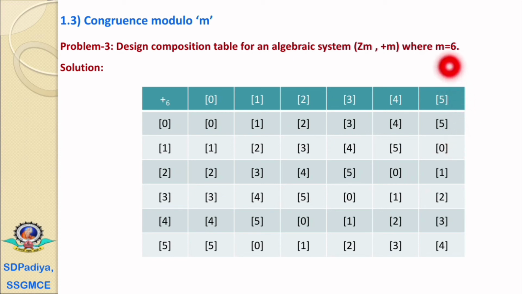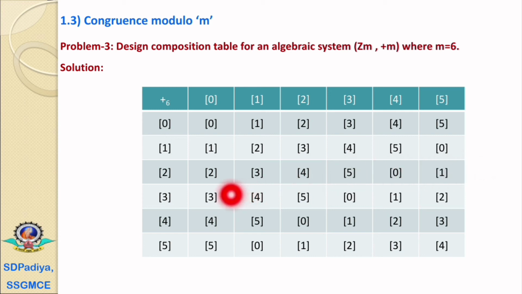When m is equal to 6, then in your composition table your values will be less than 6. Same for the next row, that is 2 plus 0 is 2, 2 plus 1 is 3, 2 plus 2 equals 4, 2 plus 3 equals 5, 2 plus 4 equals 6, 6 mod 6 equals 0, 2 plus 5 equals 7, but 7 mod 6 is equal to 1.